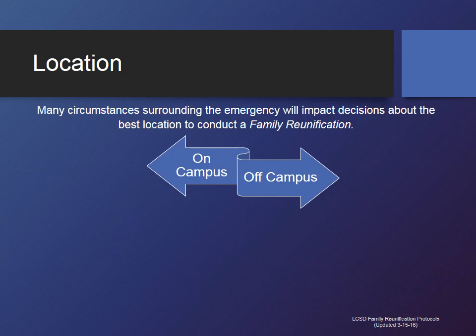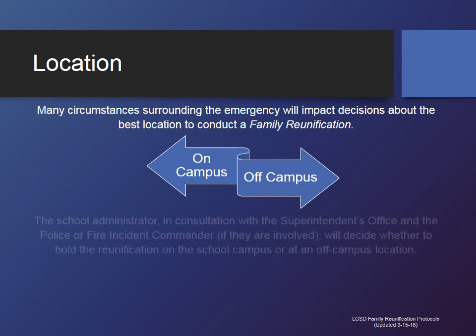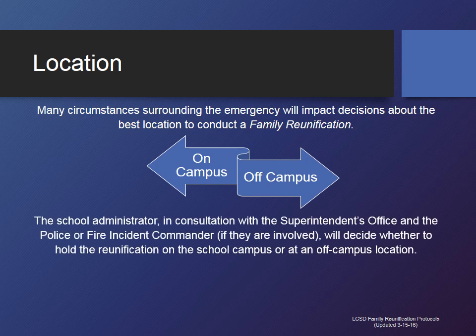The location. Many circumstances surrounding the emergency will impact decisions about the best location to conduct a family reunification. The school administrator, in consultation with the superintendent's office and the police or fire incident commander, if they are involved, will decide whether to hold the reunification on the school campus or at an off-campus location. Here are some considerations for each.